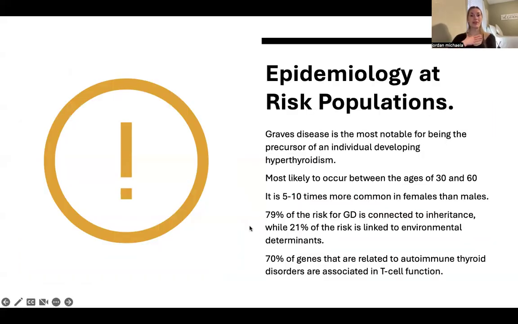So the epidemiology I have found: again, as I've mentioned, Graves' disease is a precursor to hyperthyroidism. It is most likely to occur between the ages of 30 and 60. It is 5 to 10 times more common in females than in males. And 79% of the risk for GD is connected to inheritance from your family, while 21% of the risk is linked to environmental factors. 70% of genes that are related to autoimmune thyroid disorders are associated with T cell function, which helps our thyroid gland function properly.